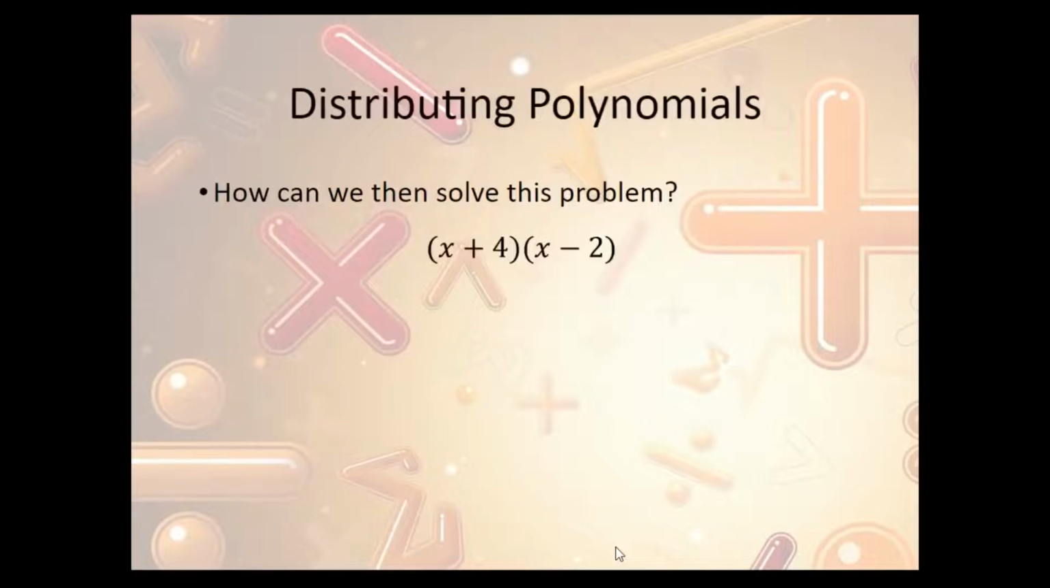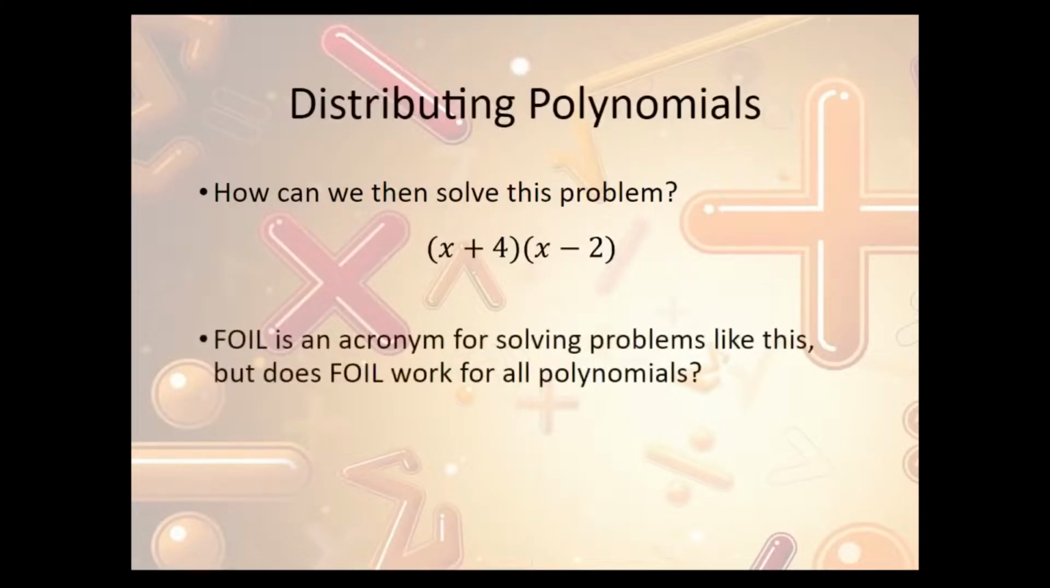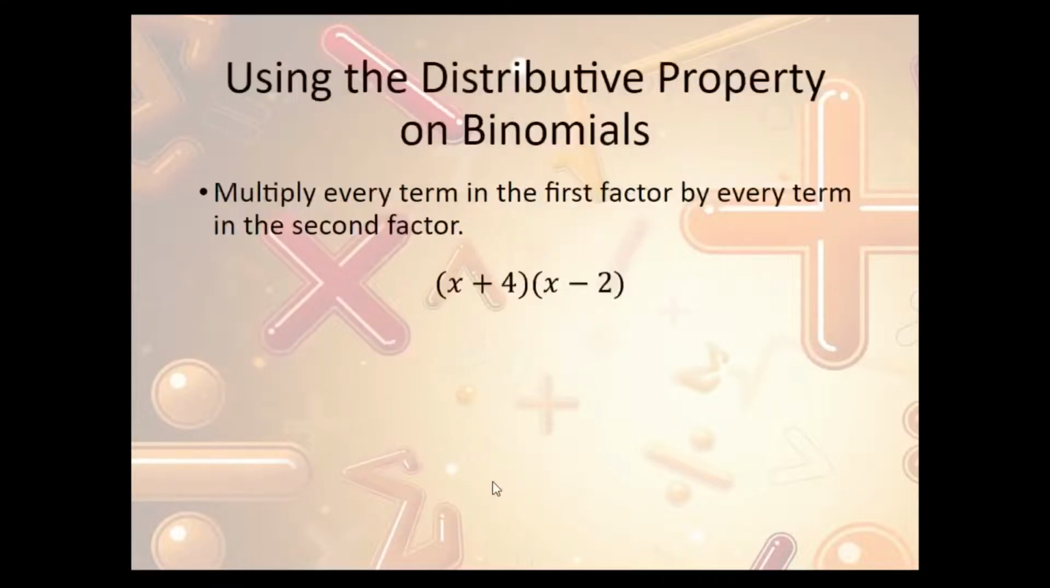So then, how do we solve something like this? x plus 4 times x minus 2. Well, maybe you heard of this term before, FOIL, which means first, outside, inside, last. So you multiply the firsts, and then the outsides, so this one and this one, then the insides, then the last ones. Well, that might be what you've heard in the past, or maybe you haven't. But does it work for all polynomials? So can I do it with this? Now FOIL doesn't really help. So the easiest rule is multiply every term in the first one by every term in the second one.